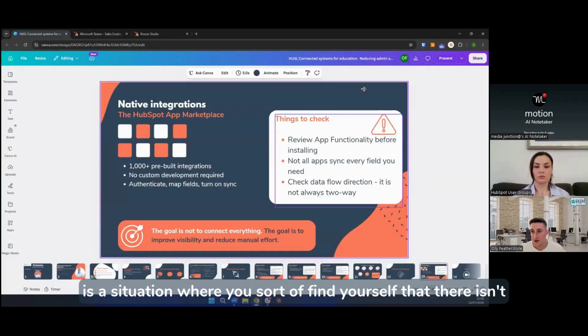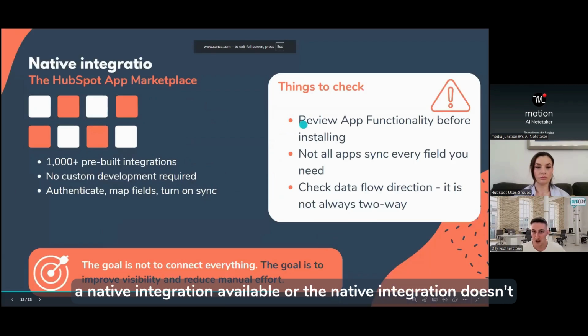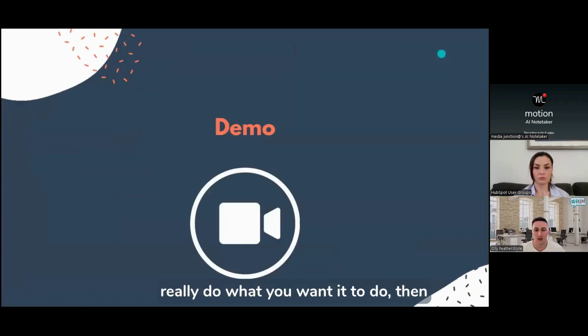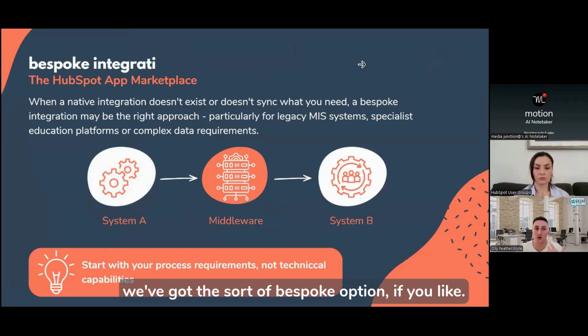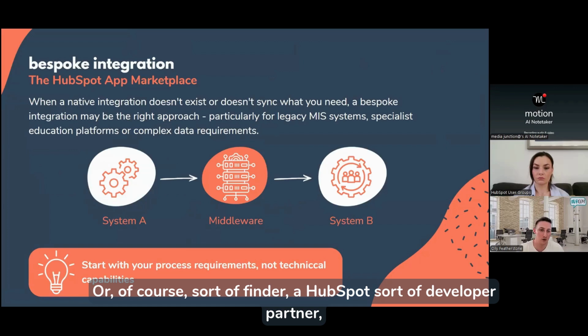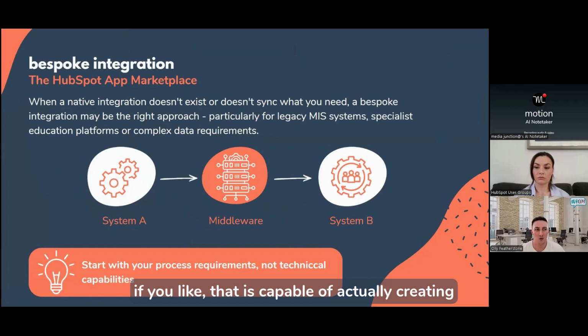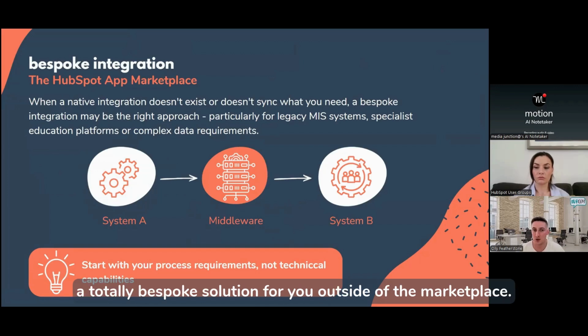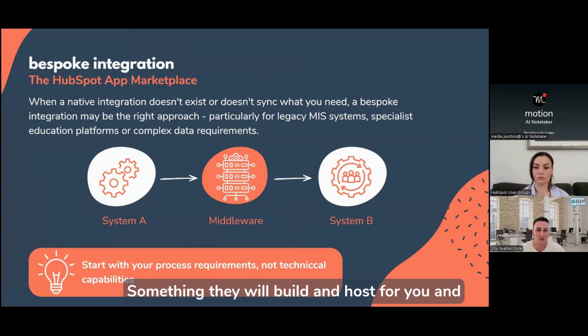Now, if you find yourself in a situation where there isn't a native integration available, or the native integration doesn't really do what you want it to do, then we've got the bespoke option, if you like. This is more where you need to reach out either through us if you're working with us, or of course find a HubSpot developer partner that is capable of creating a totally bespoke solution for you outside of the marketplace, something they will build and host for you, and talk you through what's needed to set that up.